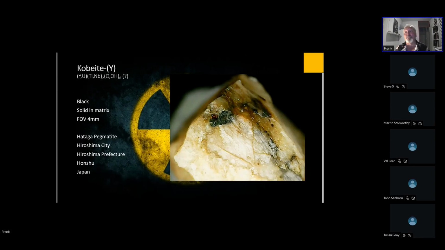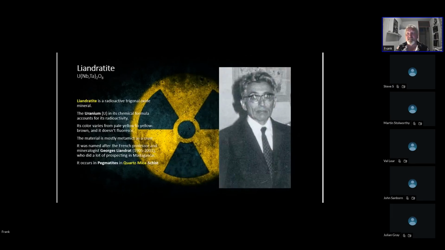Kobeite-(Y). Kobeite-(Y), an asymmetric oxide mineral. Color is black to dark brown, and it doesn't fluoresce. The material is mostly metamict, and it was named after the Japanese town of Kobe-mura, now known as Oyama-cho, Kyoto Prefecture. It occurs in granite pegmatites.